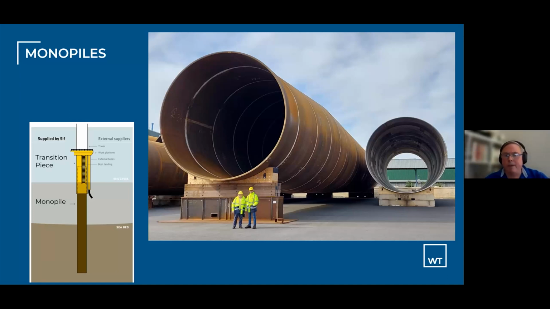So a monopile basically is just, as you can see in this picture, an enormous tube. The tube is driven into the seafloor. There is another structure, a tube slightly smaller in diameter, that sits on top of the monopile, and that's where you've got access ladders and platforms. That's where the cables come in and out and all that sort of thing. And on top of the transition piece is where the turbine sits.